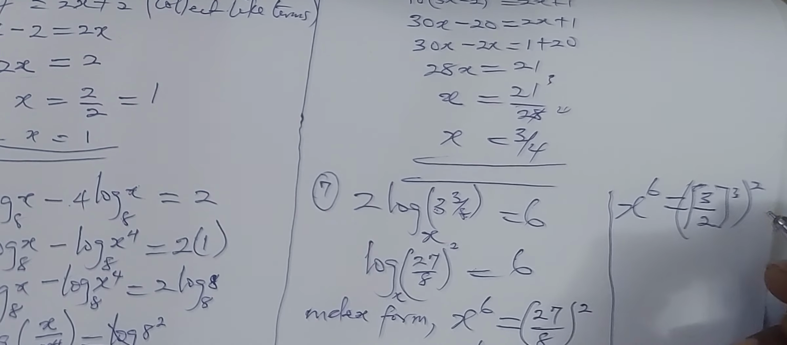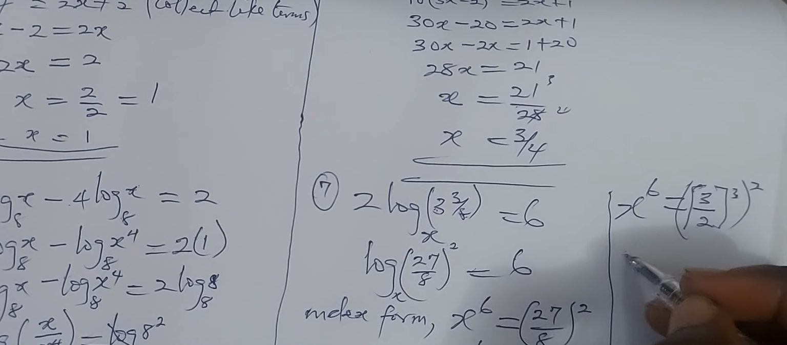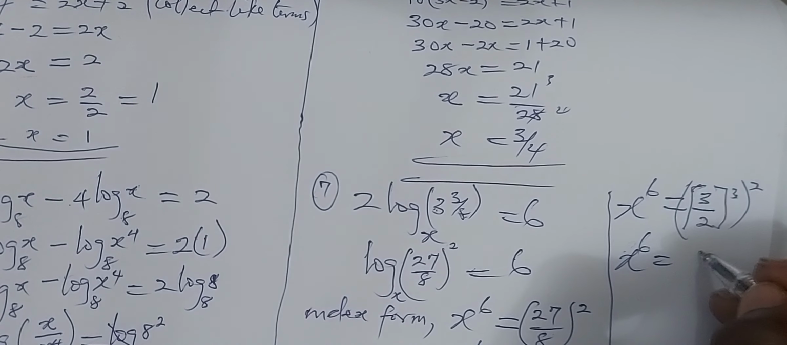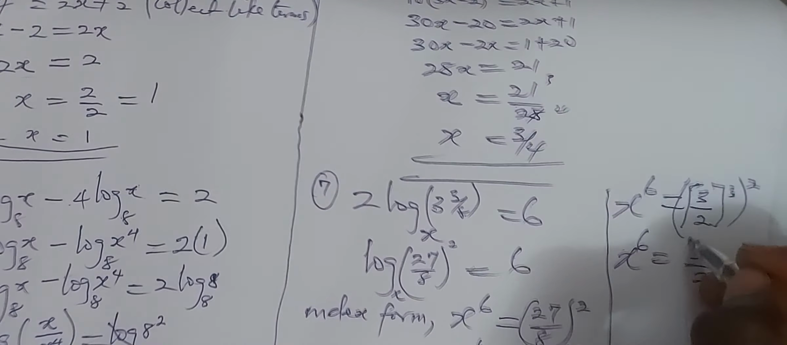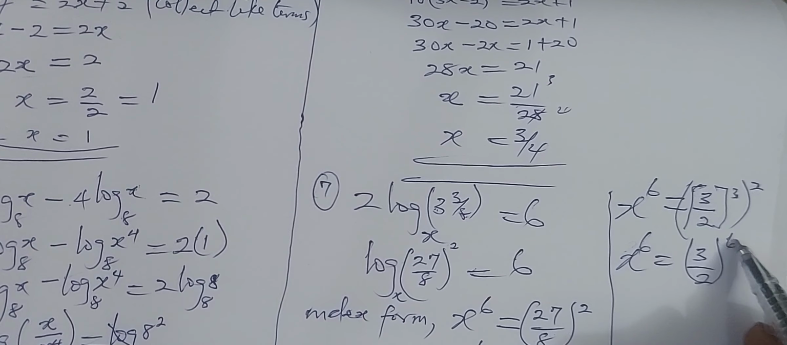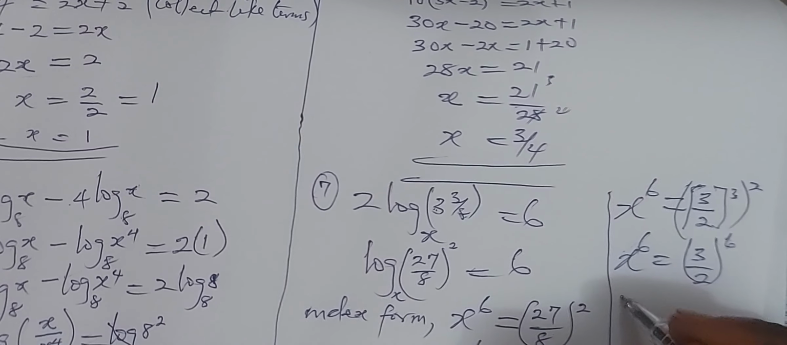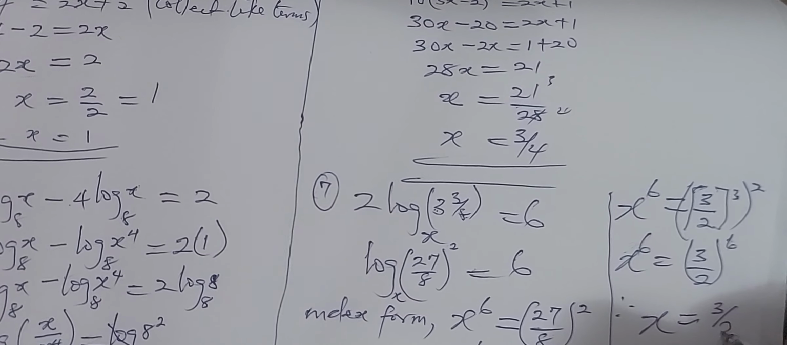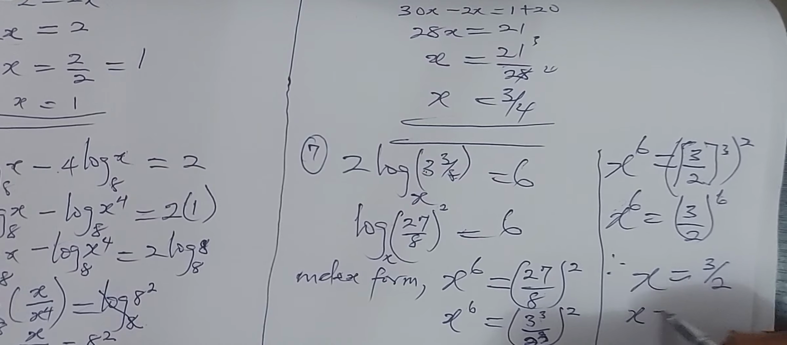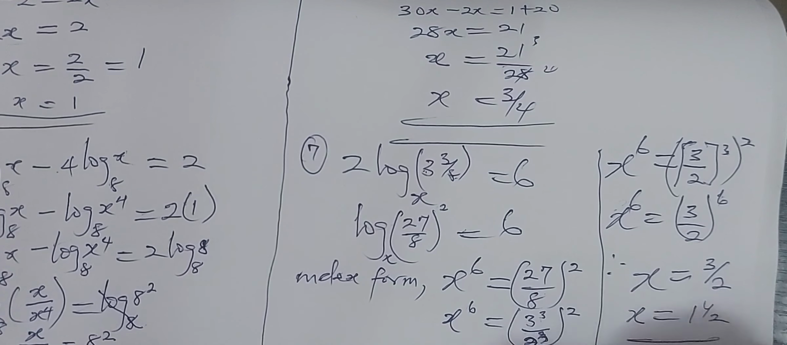So 2 times 3 is 6. That's what we want to introduce. X raised to the power of 6 is equals to 3 over 2 all raised to the power of 6. Now you can see that the powers are common. And you know, power is equals to power, equate the base. Therefore, your x is equals 3 over 2. You can bring it to a simpler form, 1 whole number 1 over 2. That's your answer. It's as simple.